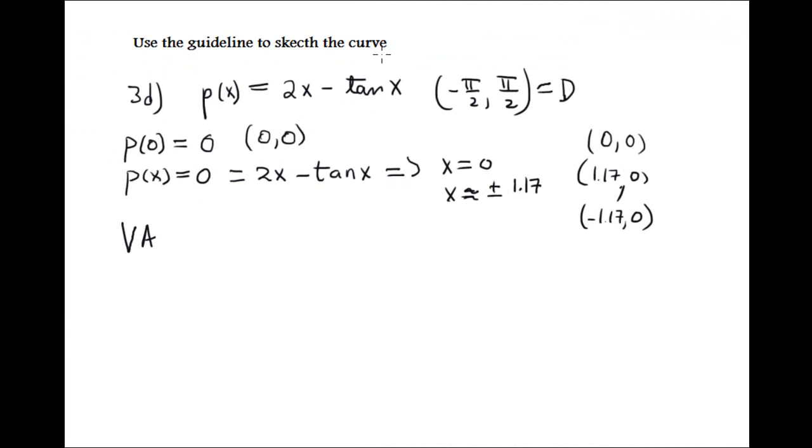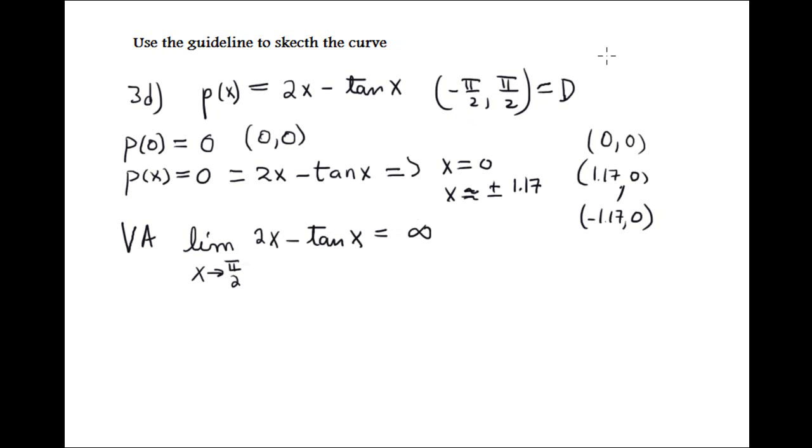Because I know that tangent of pi over 2 is undefined. Then suppose you try to approach the limit when x approaches pi over 2. Remember, the interval is only from pi over 2, not necessary to specify right and left. The expression 2x minus tangent of x is equal to infinity.